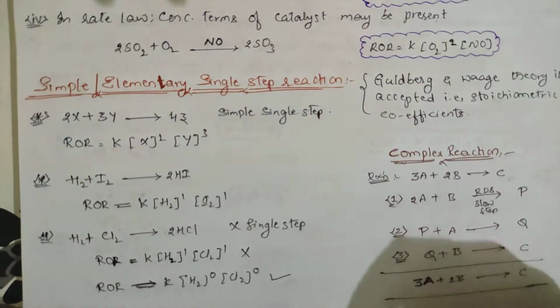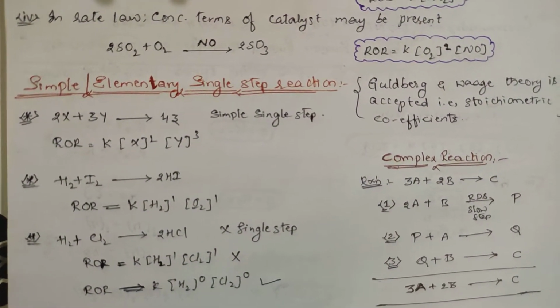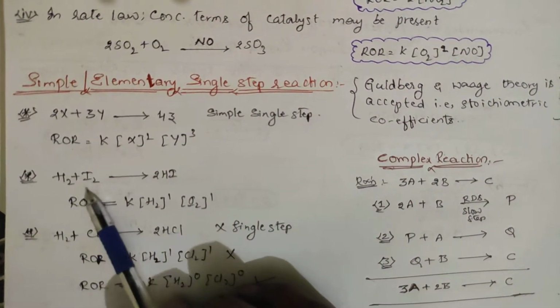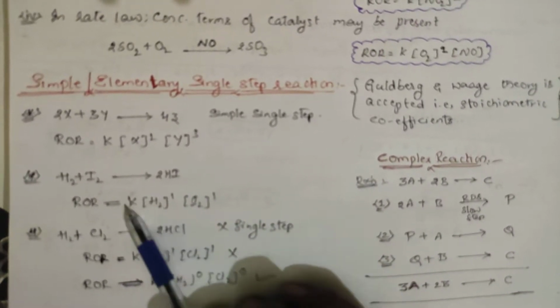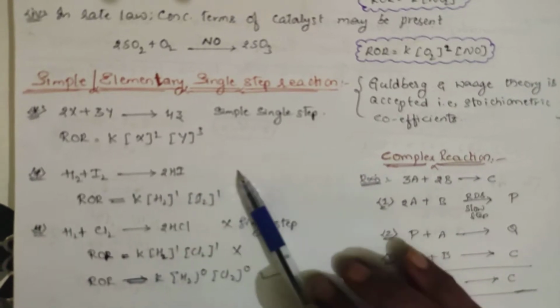Till now whatever we have discussed, those are all complex reactions. Suppose if I write H2 plus I2, if I have mentioned it as a simple step, then you can write ROR is equal to K into [H2]^1 [I2]^1.